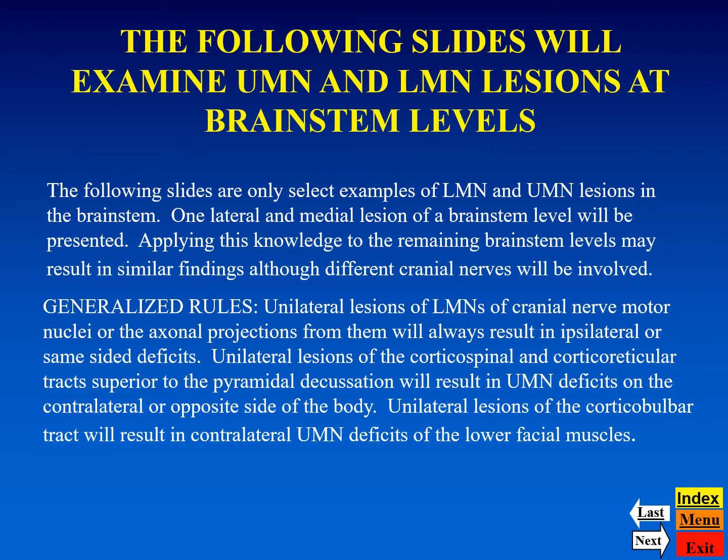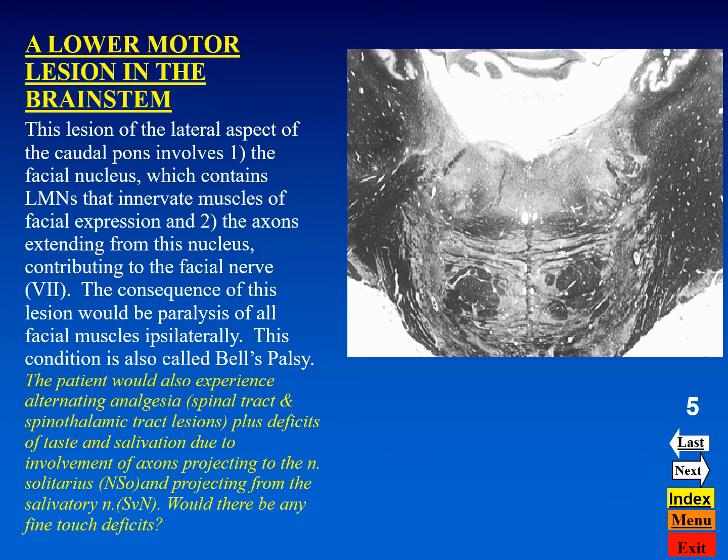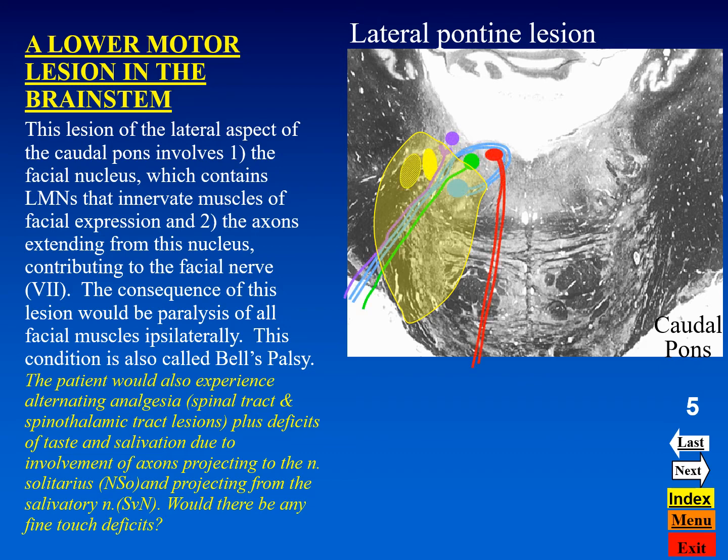The following slides will be focusing on lesions of the fine voluntary motor pathway at brainstem levels. So we're looking at this brainstem level to demonstrate a lower motor neuron lesion at this level. And what level this is based upon the features. It's the caudal pons. And we'll see that the lesion is known as the lateral pontine lesion and does involve some cranial nerve nuclei in this area at this level. And some fiber tracts are also found in this region.